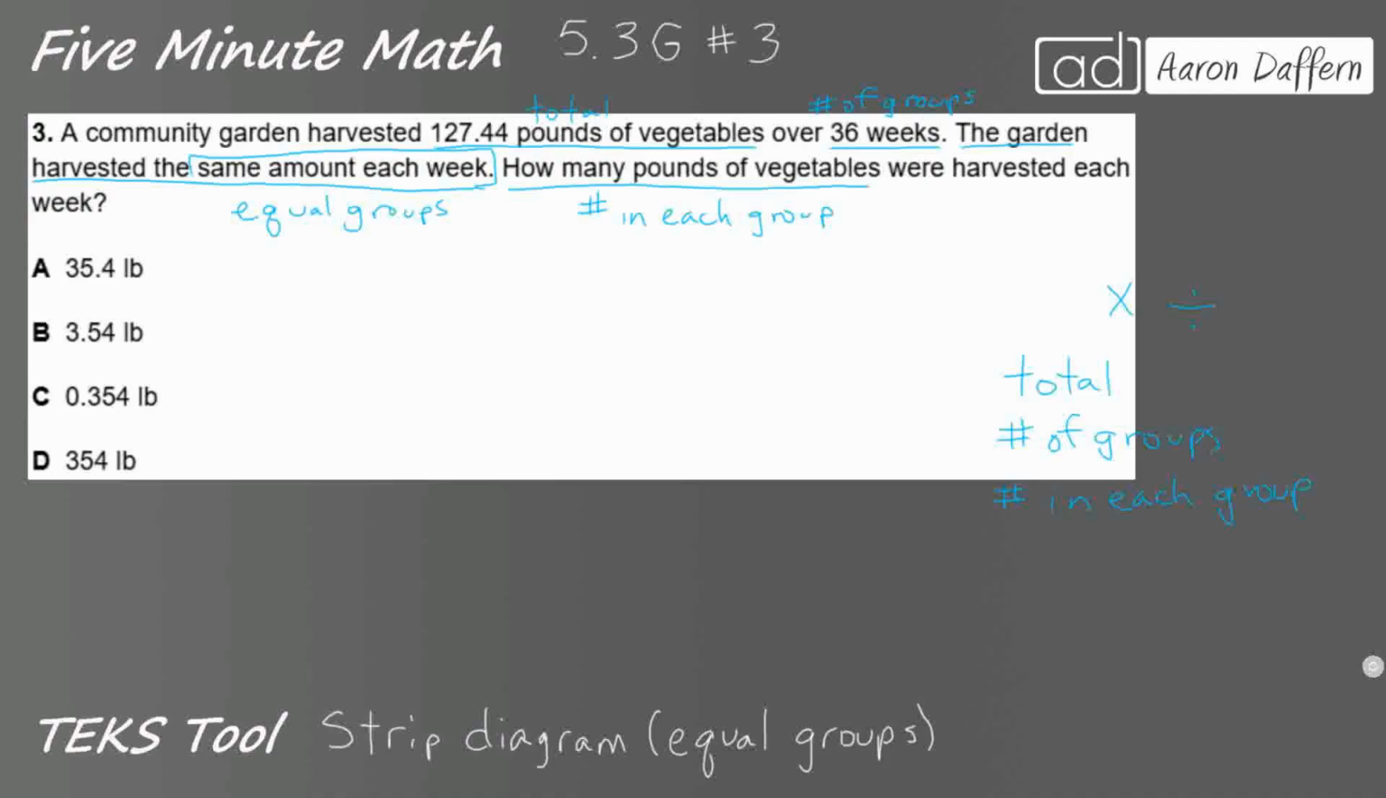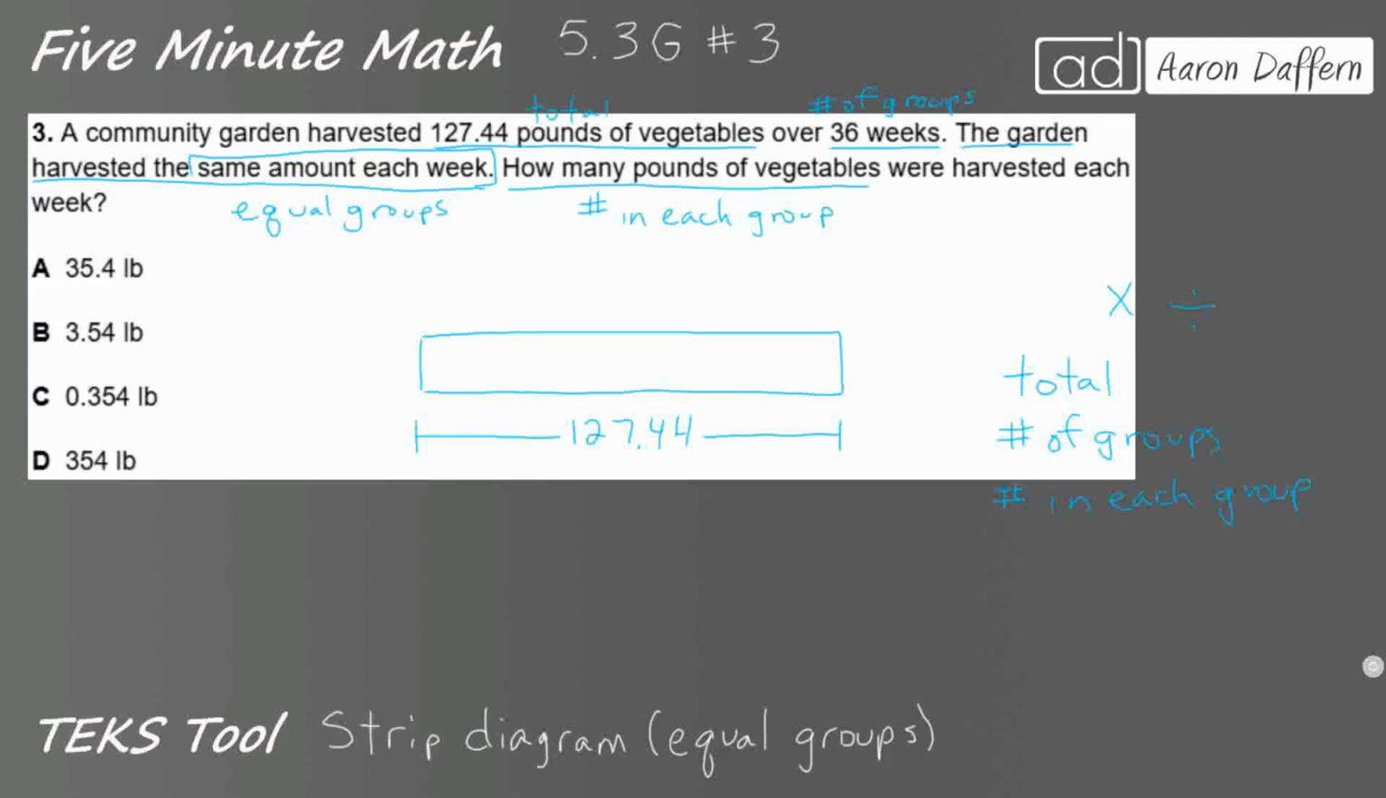So I could represent this with a strip diagram. We can draw a bar, and what we're going to do is put our total underneath it. So what is our total? 127.44. You can connect them if you want. You could put it underneath like that. You could put it on top. There's a lot of different ways to represent that.